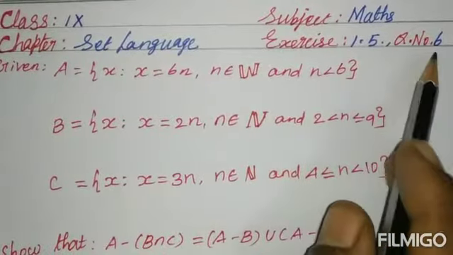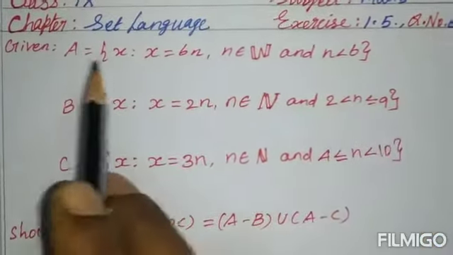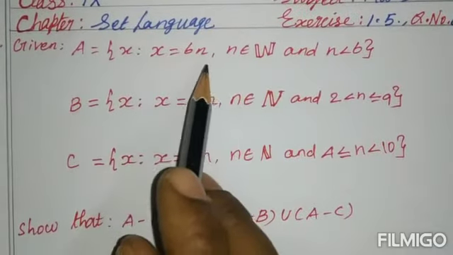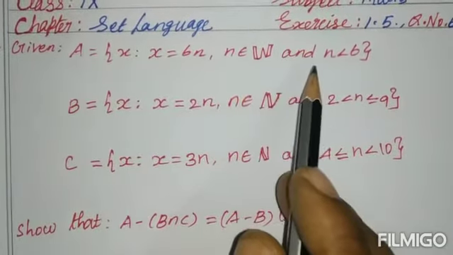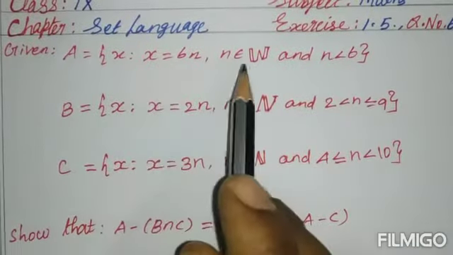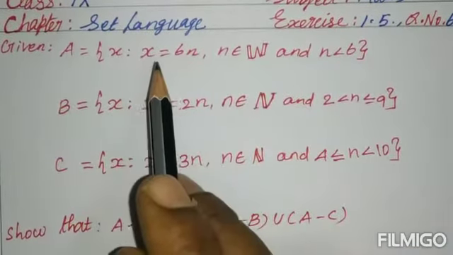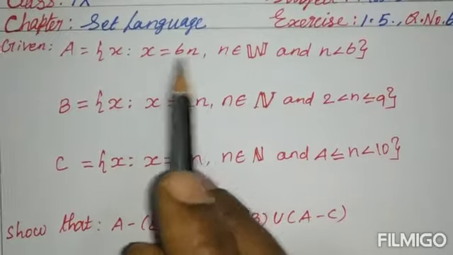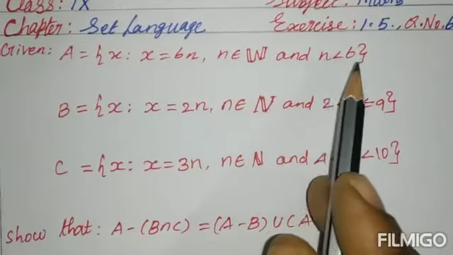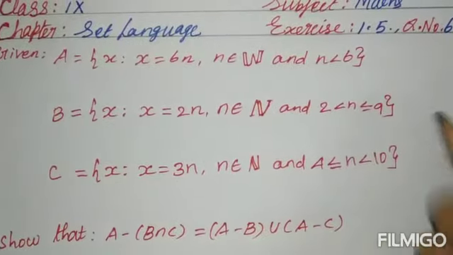Hello students, exercise 1.5 question number 6. Given A is equal to the set of all x such that x is equal to 6n, where n belongs to whole numbers and n is less than 6. So the elements of A, if you look, x is equal to 6n where n belongs to whole numbers and n is less than 6.